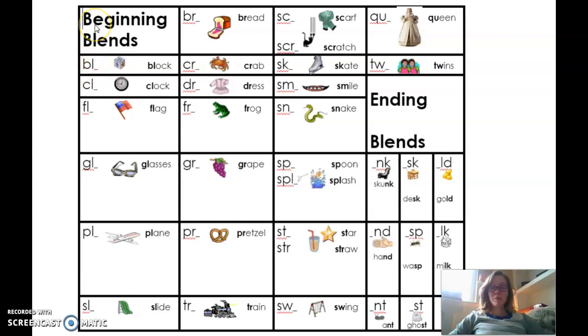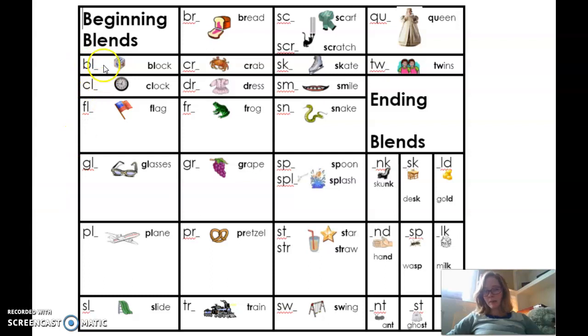Hi, so today we're going to talk more about beginning blends. And remember, these are our L blends, and they're two letters that come together to make one sound. But if I'm saying all of the sounds in the word, I can take them apart and hear two different sounds. So the first one we're going to look at is b-ul, bull, block, k-ul, coal, clock, f-ul, full, flag, g-ul, goal, glasses, p-ul, pull, plane, s-ul, soul, slide.